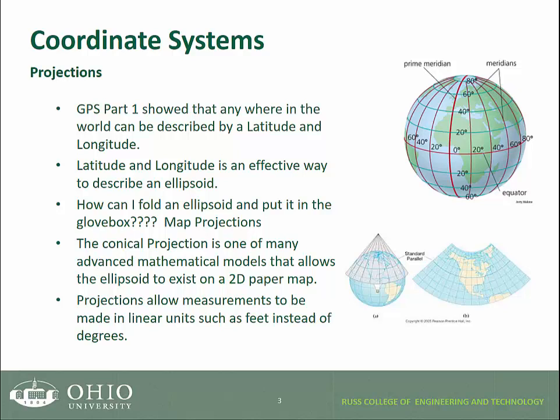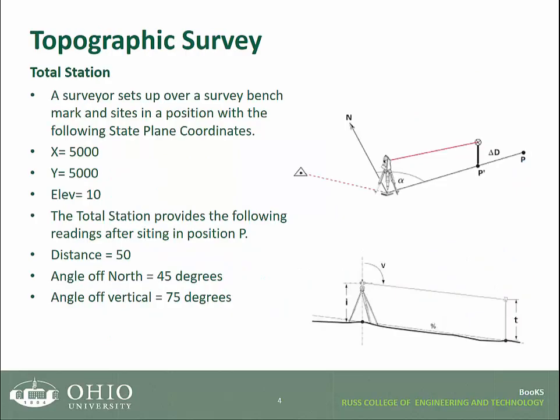What if we wanted to make a 2D map with distance units such as feet? Projections are advanced mathematical models that convert an ellipsoid shape to a flat 2D map. Using a projection such as State Plane, Ohio South allows the use of an X and Y measured in feet to describe a location in southern Ohio.